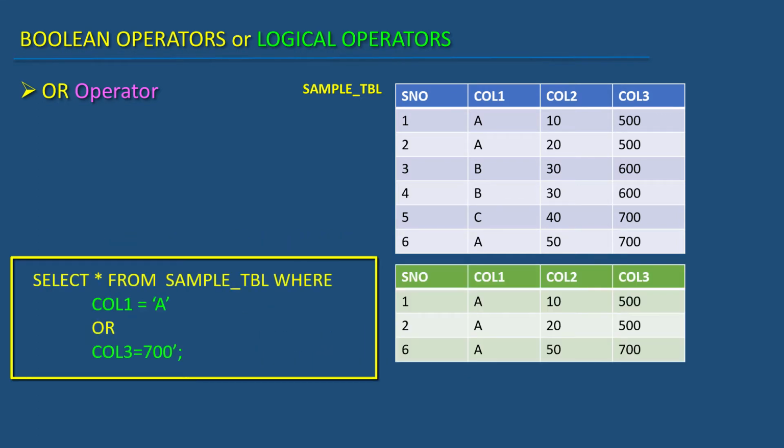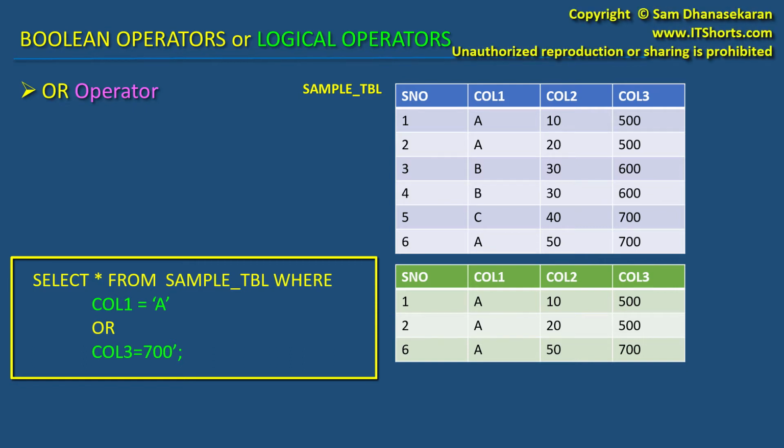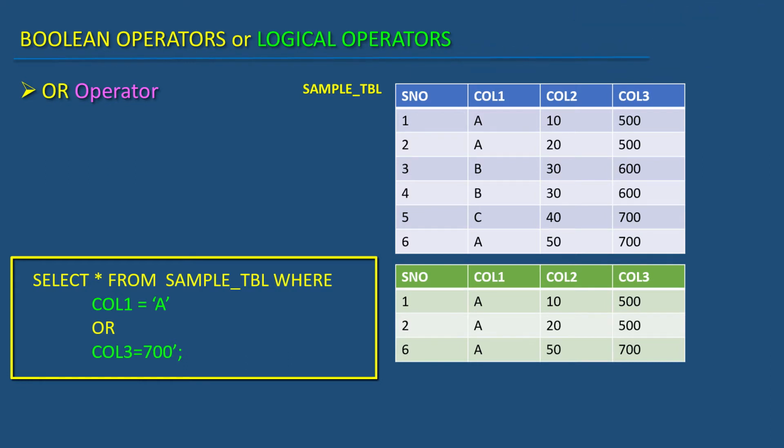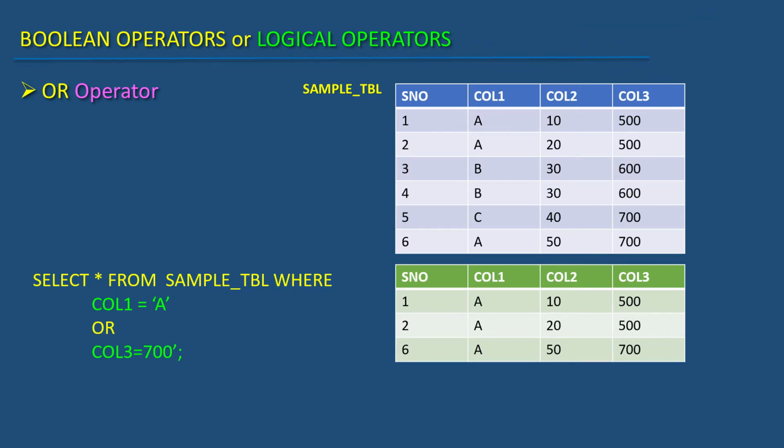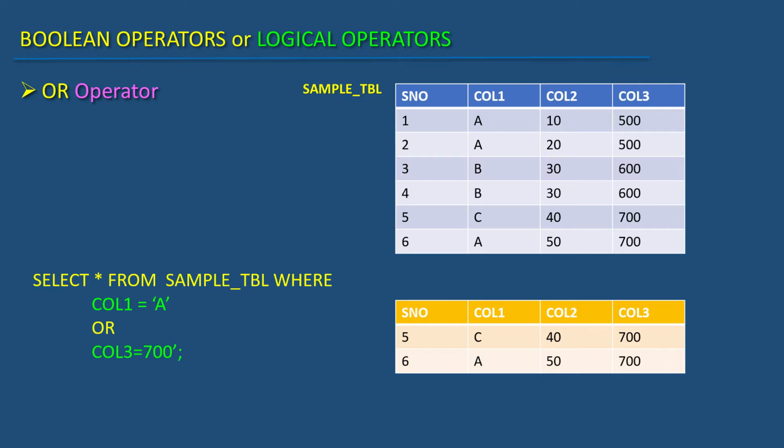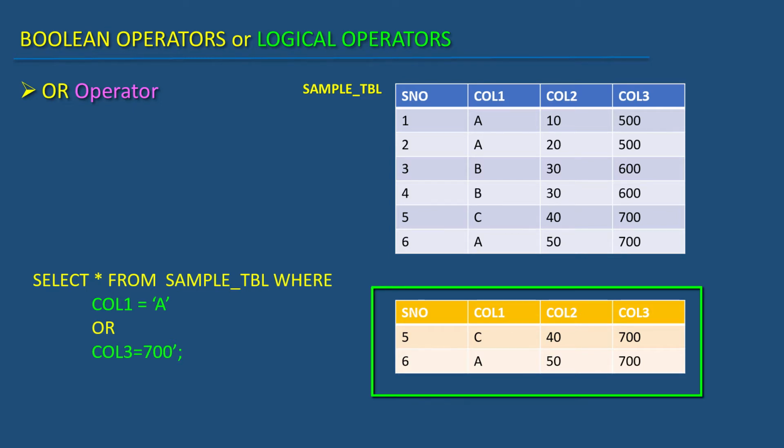Select star from sample underscore tbl where col1 equals to A or col3 equals to 700. For condition 1, which is col1 equals to A, row number 1, 2 and 6 will be fetched. Now let us go to condition 2, which is col3 equals to 700. Which rows will test true for it? Row number 5 and 6.